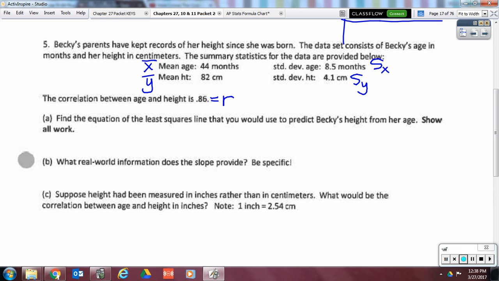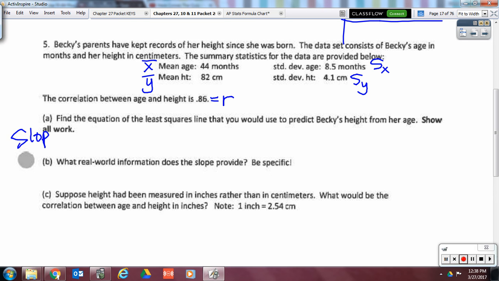So we've done this before. What do you think you need to find first in the equation? Well, what two things are you going to eventually need to find to have the equation? Slope and Y-intercept. So guess which one you're going to find first? You're going to find slope.